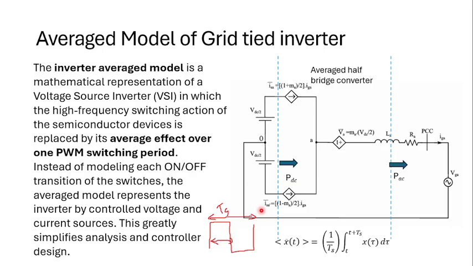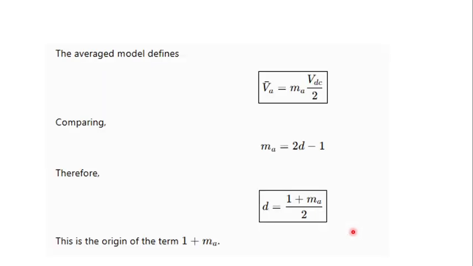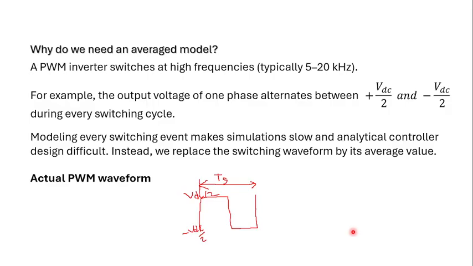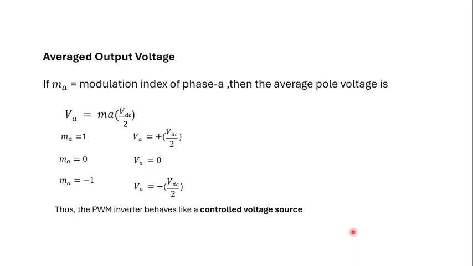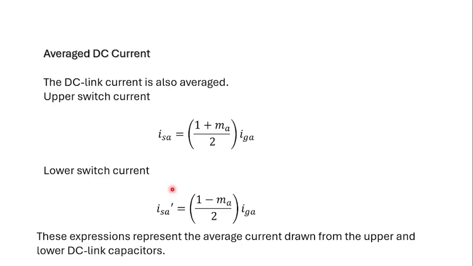So these are represented in terms of voltage sources like this, and this modeling is called the average model of a grid-tied inverter, where VG is the grid voltage, VDC is the DC voltage, VAC is the AC voltage. We are averaging like this: x of t bar equals 1 by TS integral from t to t plus TS of x of t, where x of t may be current or voltage over one switching cycle TS. Average output voltage VA is MA into VDC by 2. So MA equal to 1 gives plus VDC by 2, and minus 1 gives minus VDC by 2, and so on.